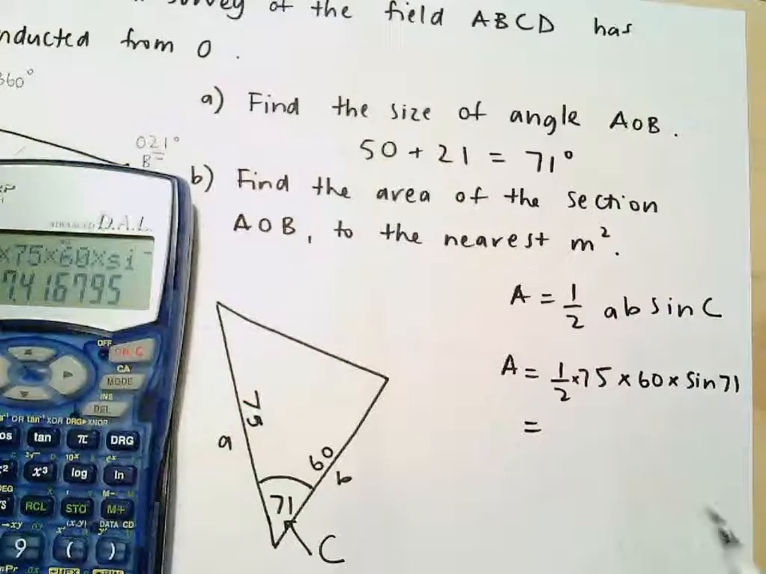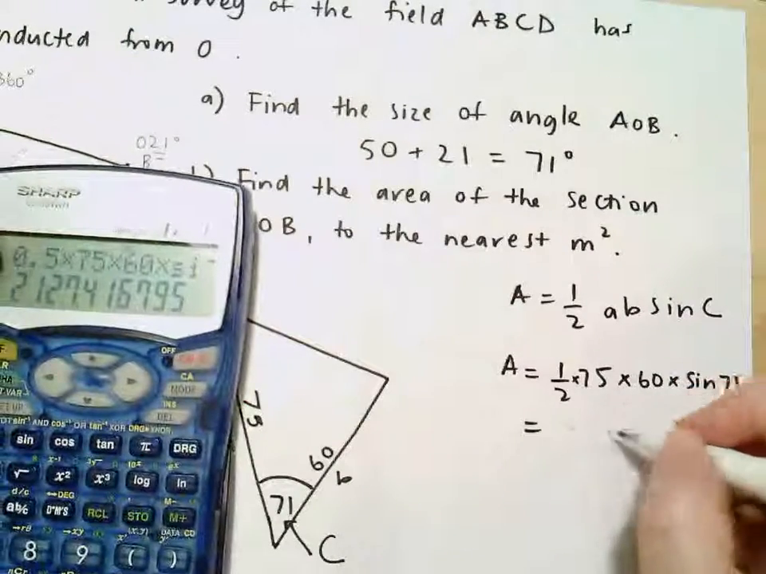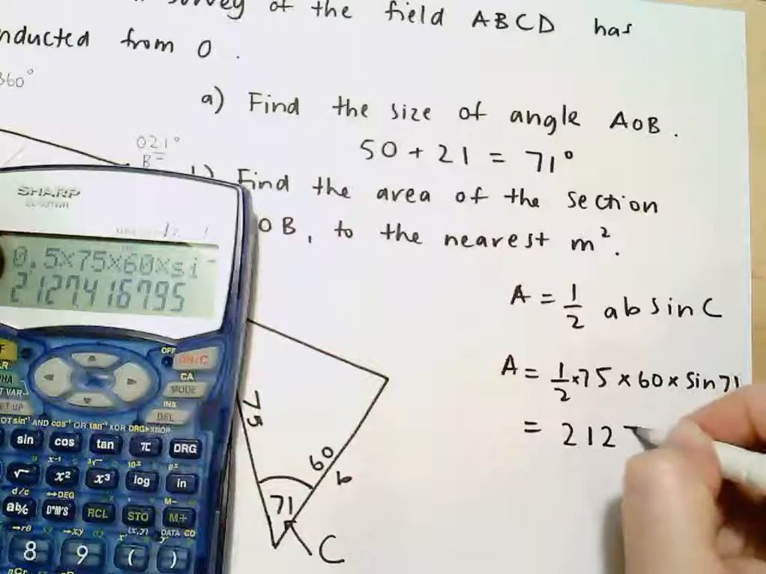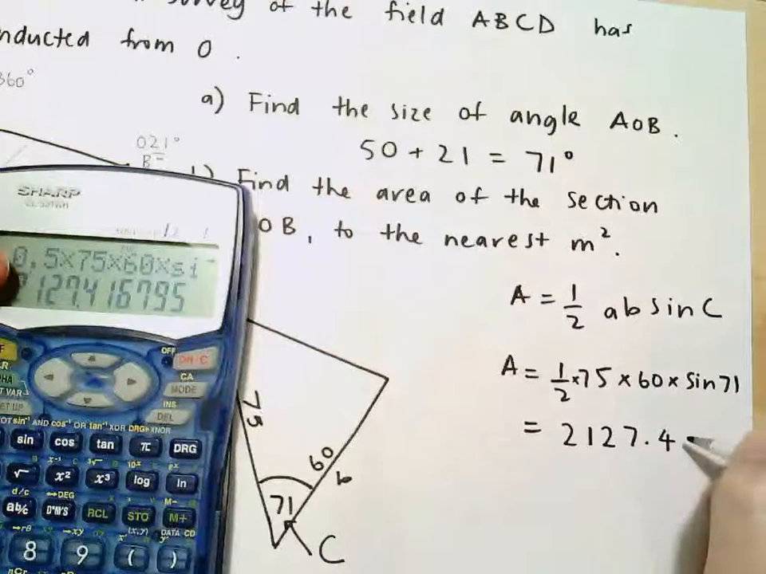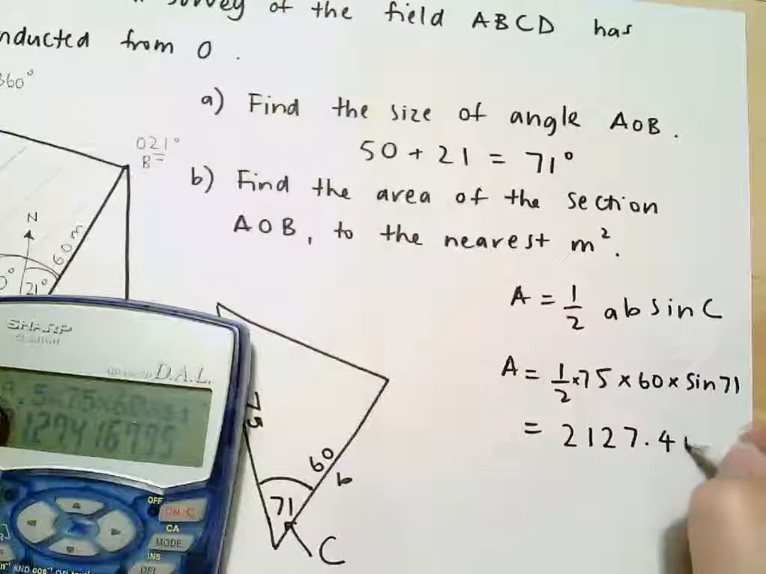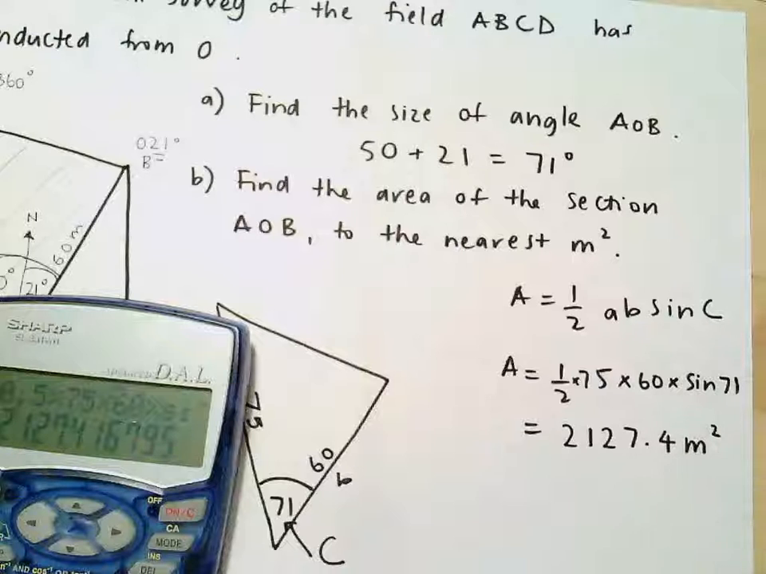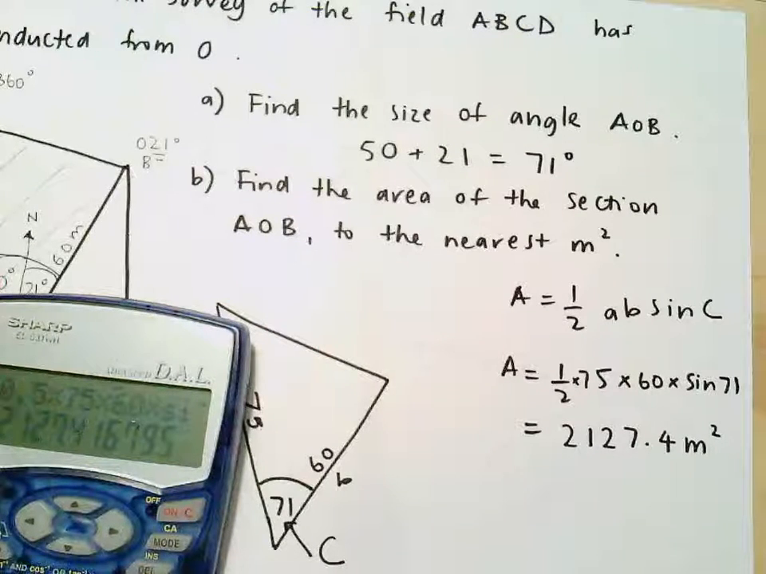So it's going to be 2,127.4, did it say metres? Yeah, square metres, which sounds like a lot. But remember, this is for like big blocks of land, so it's not for like a little shoebox. So you expect these numbers to be quite big for the surveys. Hopefully you got that one right.